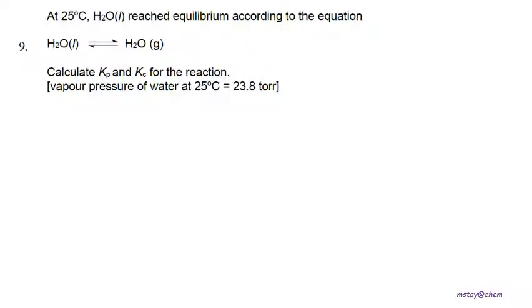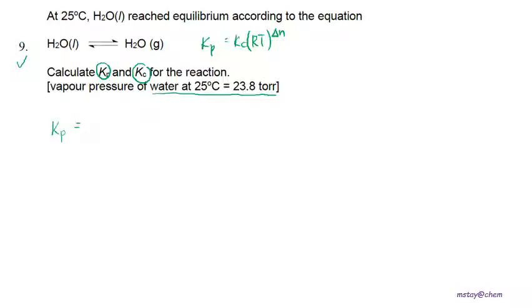Last question in this video tutorial, question number 9. Calculate the Kp and Kc for the reaction. So again, in one question we need to look for Kp and Kc, so it will involve the formula Kp equal to Kc RT delta N. In this case, we are given the vapor pressure of water at 25 degrees Celsius, which is 23.8 torr. So for this case, we may start with the Kp expression.